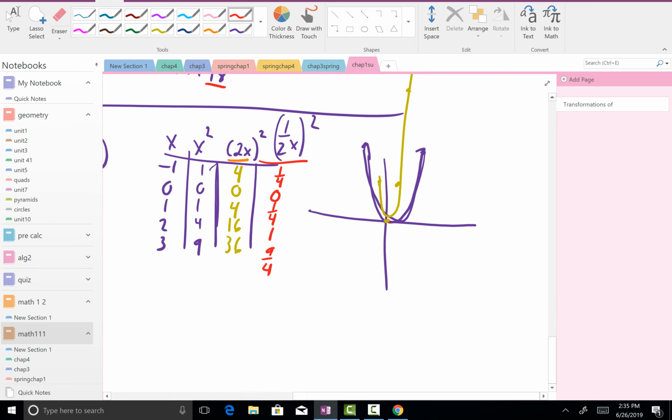Right there, 0, 0. Okay, and let's see again. 1 is about 1/4, and 2 is 1, and 3 would be 9/4. So we're getting this curve here that is stretched outward. Okay, outward horizontally.